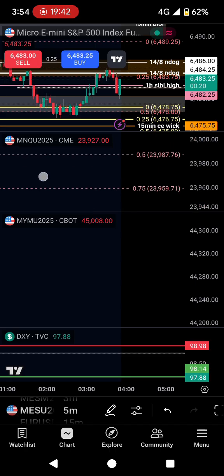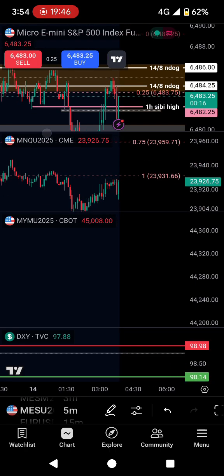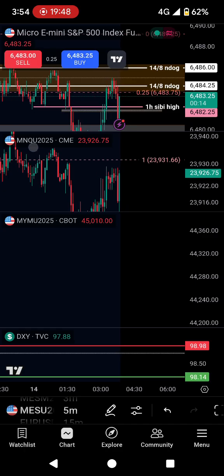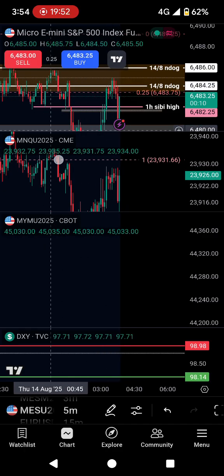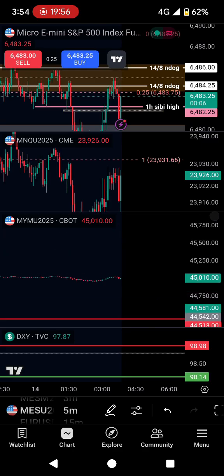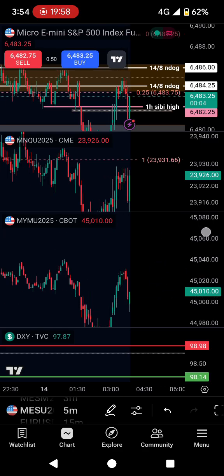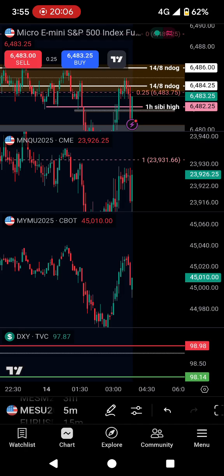The Nasdaq for more confluence. So look at here. S&P higher high, Nasdaq lower high, went down, higher high. So S&P higher high, Nasdaq lower high, Dow also lower high.